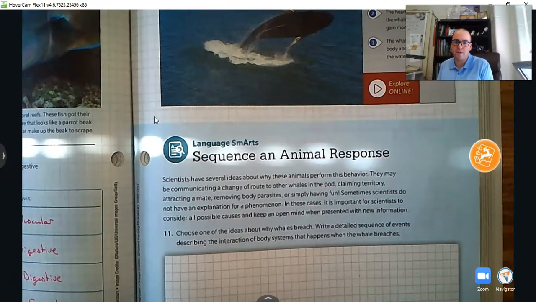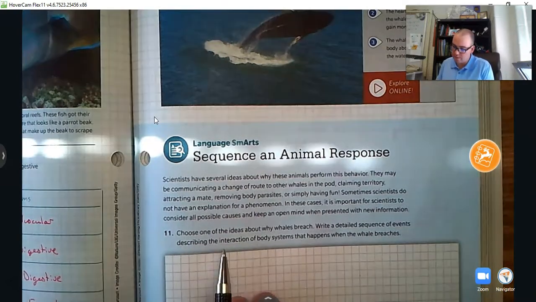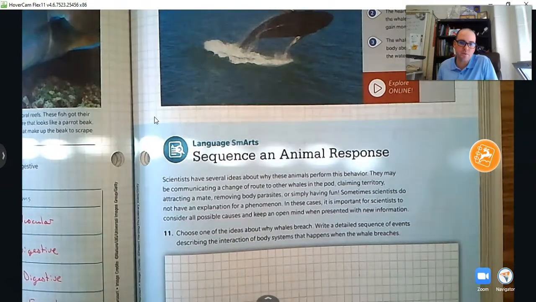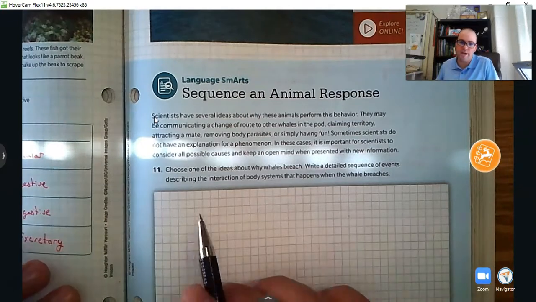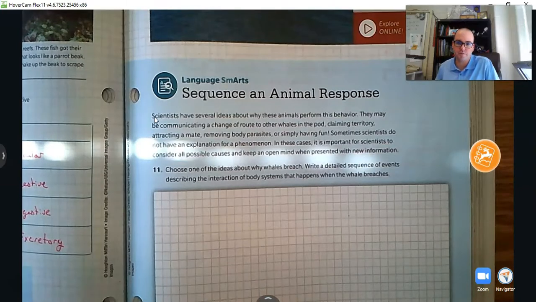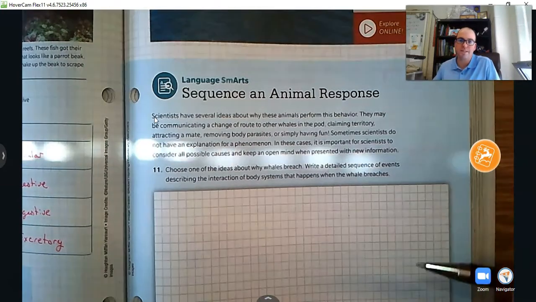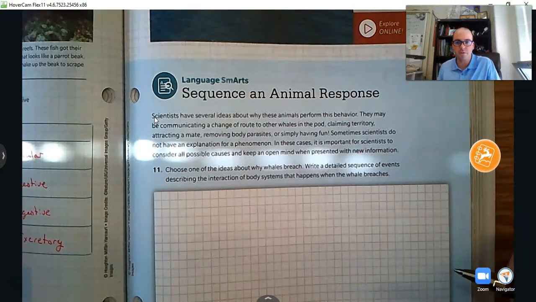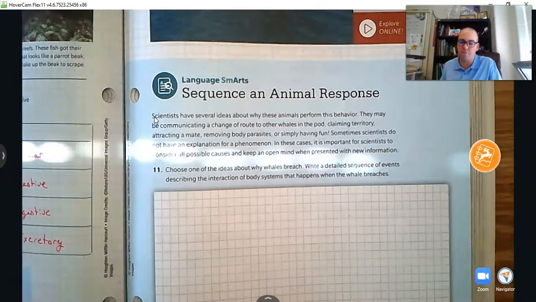But if you were to choose one of the ideas about why whales breach, and write a detailed sequence of events describing the interaction of the body systems that happen in the whale, you can have lots of different things about why whales breach, but they're going to have many different systems involved. Pretty much a whale is always going to have movement, no matter what example you choose. And so the skeletal system and the muscular system are going to have to work together to provide movement for that whale.